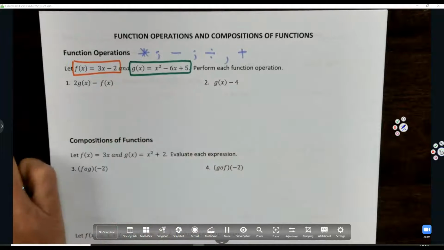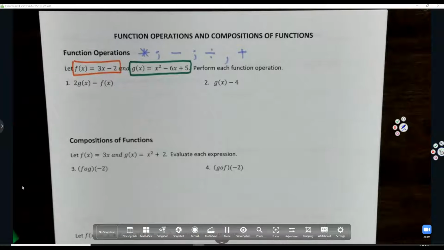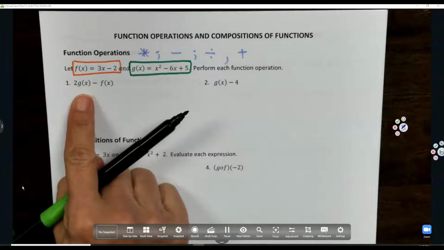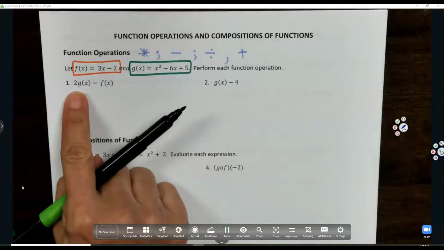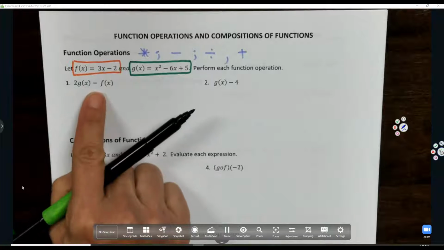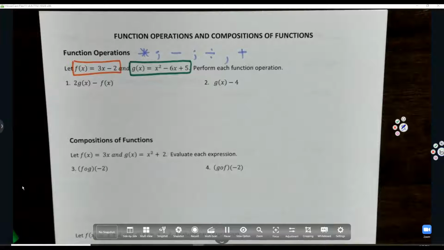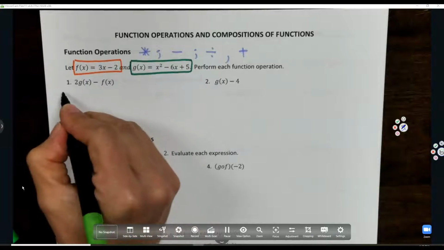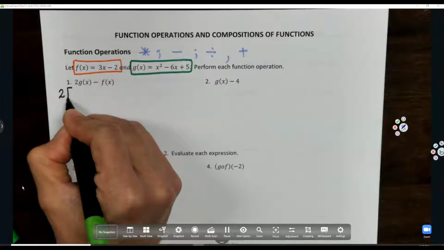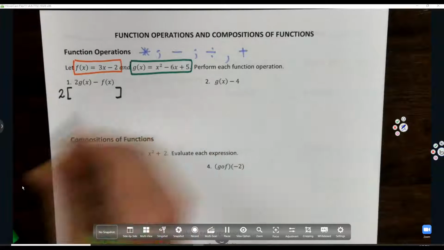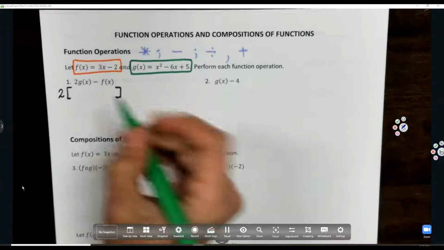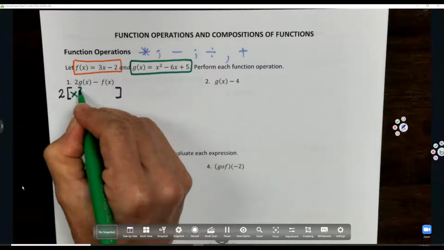All right. So for number 1, what do we do with number 1? Well, we're going to be doubling g of x. I know we're doubling g of x because there's a 2 in front of it. Then we're going to be subtracting f of x. So I'm going to go ahead and write the 2 that's already there. And it's 2 times g of x. And remember, g of x had 3 terms.